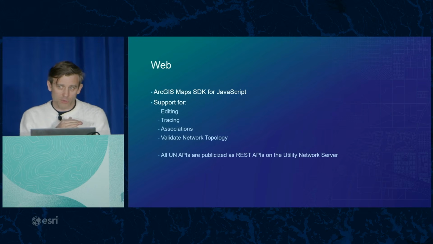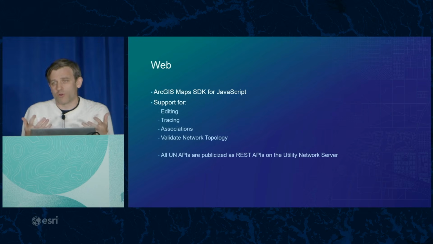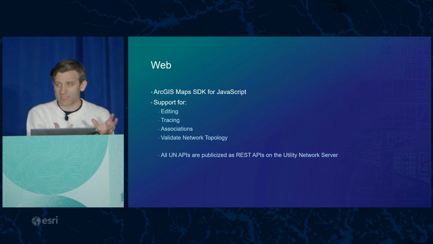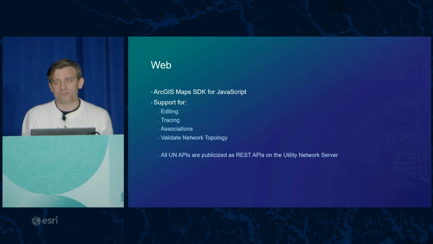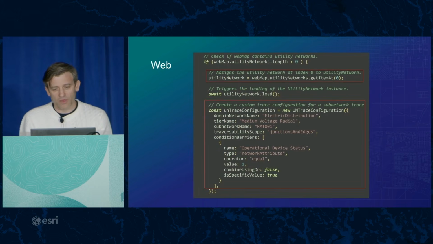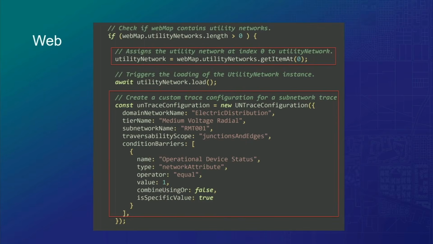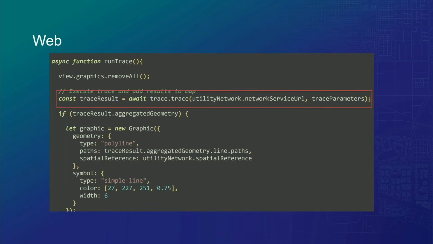But as my note at the bottom says, all of our UN functionality is exposed via a REST API. So with JavaScript, you can always write a direct HTTPS request if for some reason the native API isn't there. And then when that API is there, you delete your code and replace it with a single line and off you go. And these are just some examples of things we've made much easier in the JavaScript API, like getting the utility network and creating trace configurations. There's actually a tracer object now, so you can just call trace. You don't have to build up the whole HTTP request. We'll do it for you along the way.